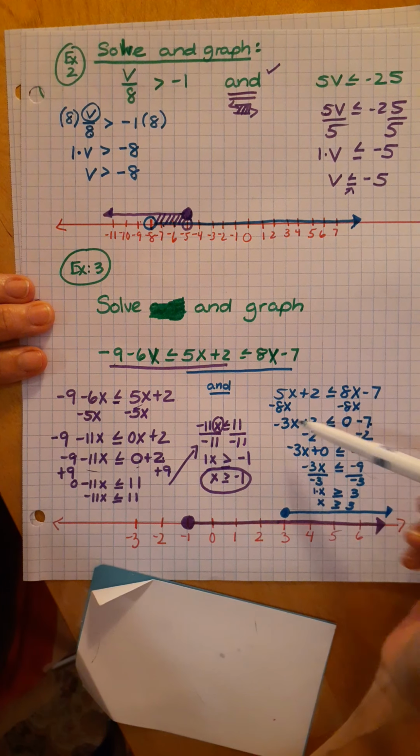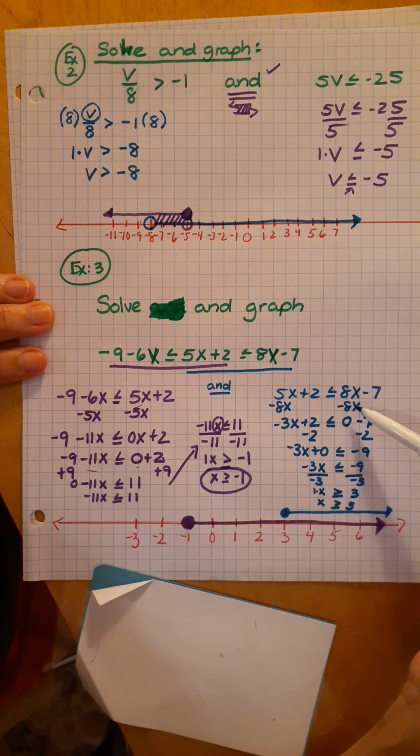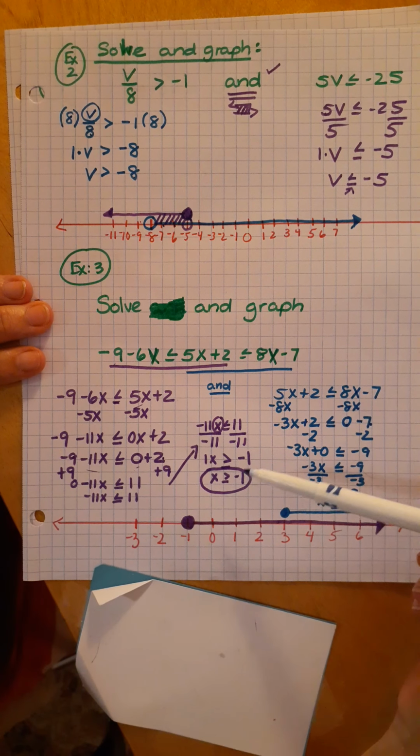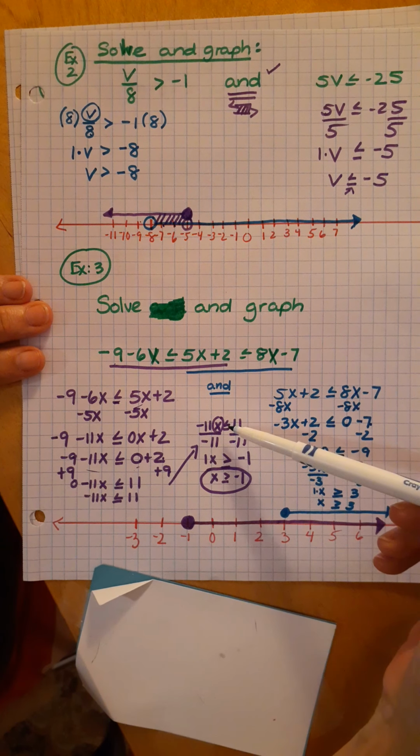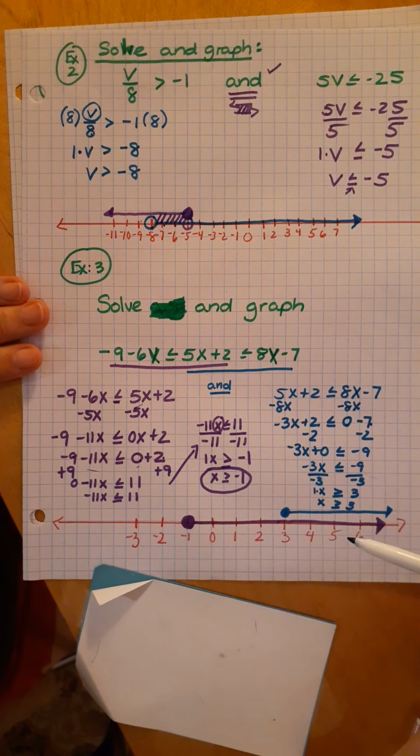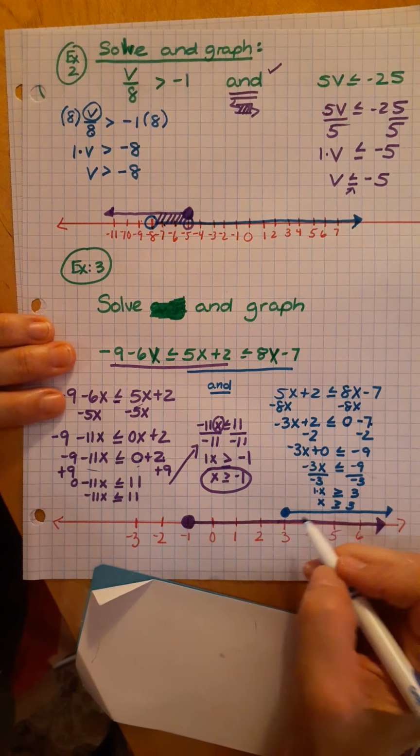5x minus 8x, negative 3x plus 2. 8x minus 8x, 0 minus 7. Subtract 2, negative 9, negative 3x, divide by negative 3. And we flipped it. X is greater than or equal to 3. X is greater than or equal to negative 1. Yeah, that's right. So what do they share?